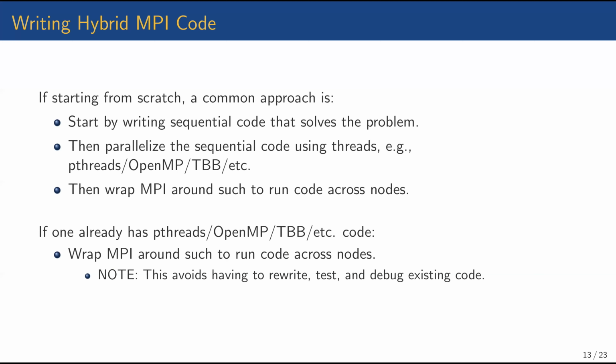Okay, so you want to write MPI code, hybrid MPI code. Now, if you're starting from scratch, my advice is to start by writing sequential code that solves a problem, then parallelize it, and get that to work with your pthreads, OpenMP, TBB, whatever, or maybe it's the CUDA step for you, make it work with GPUs. Whatever it is, get that to work in a simpler way first. And then you can wrap MPI around it once you get the parallel code working.